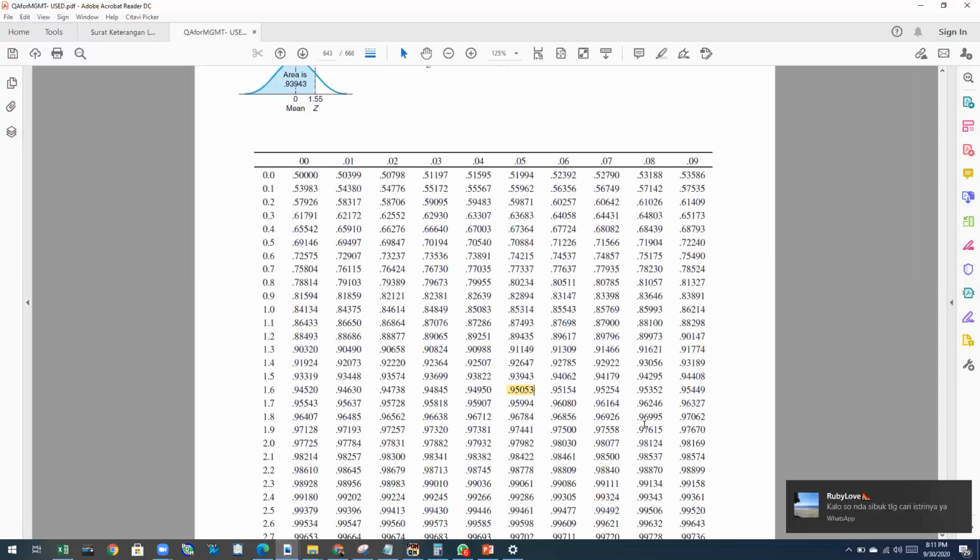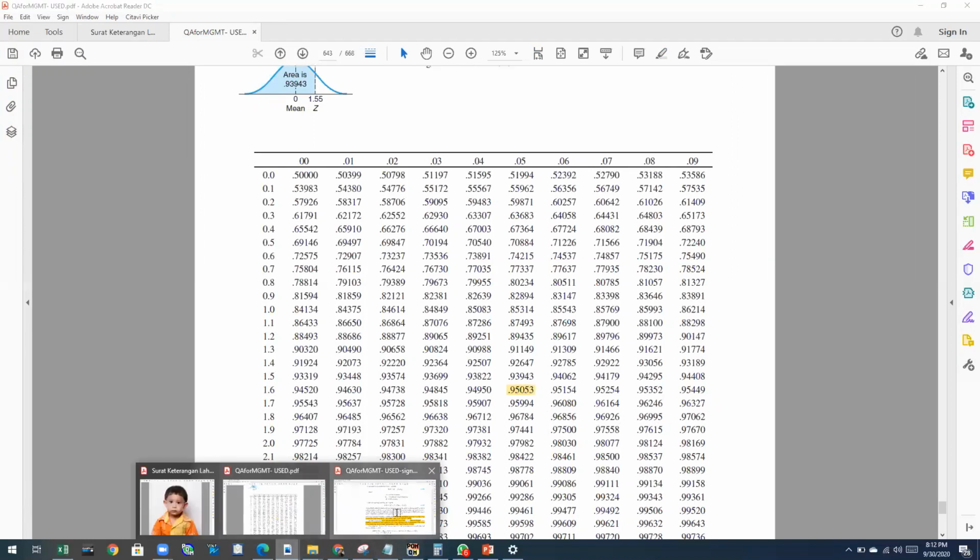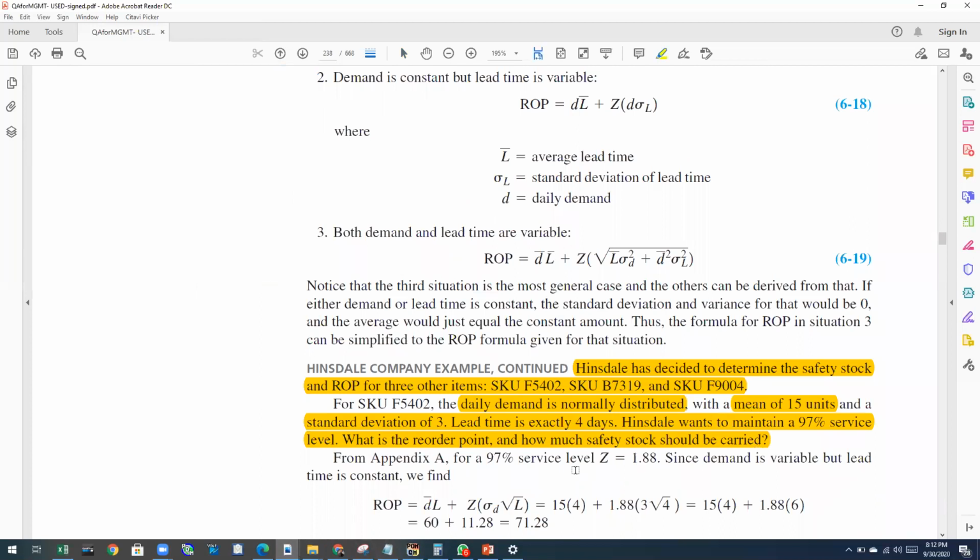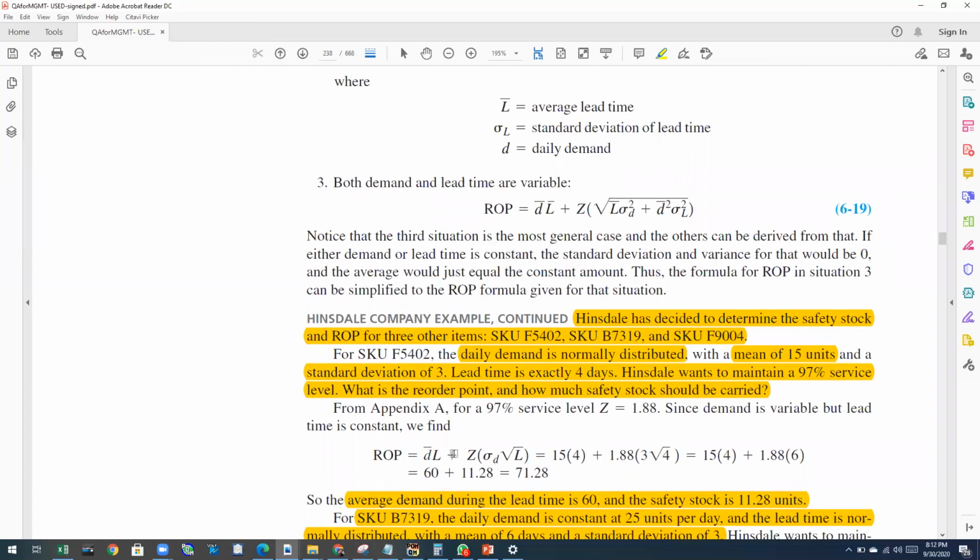97.062 and 96.995. This looks like it is closer to 97%. So that's going to be 1.88, either 1.88 or 1.89. Okay, the book shows that the Z value for 97% is 1.88. So now we can plug that into the formula.